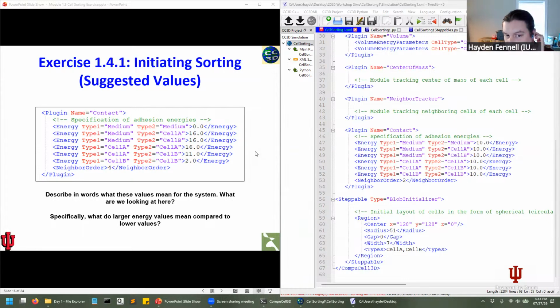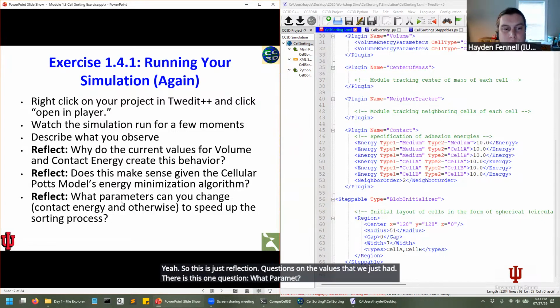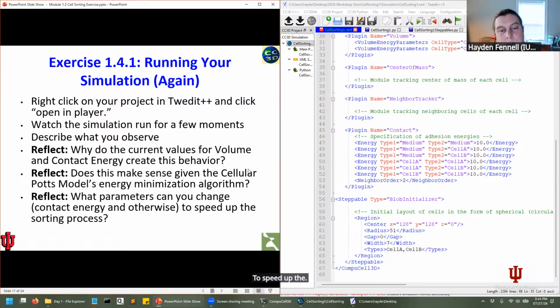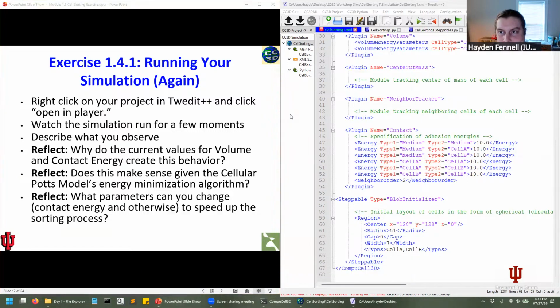So with that, I think people have working simulations now. This is just reflection questions on the values that we just had. There is this one question, what parameters can you change to speed up the sorting process? So we talked about contact energy. Obviously, you can make some of them super low. Is there another parameter that you might try changing to speed up the simulation? Any guesses? Yeah, we have lambda.